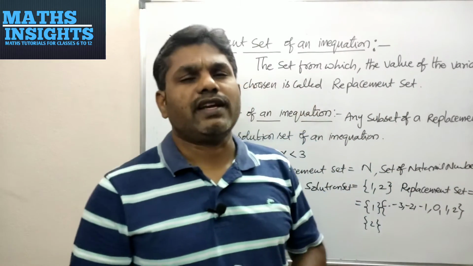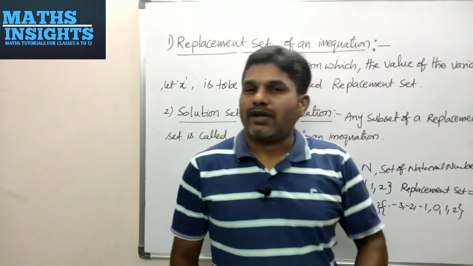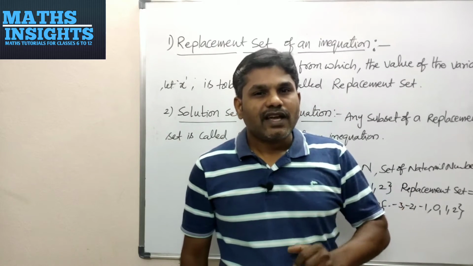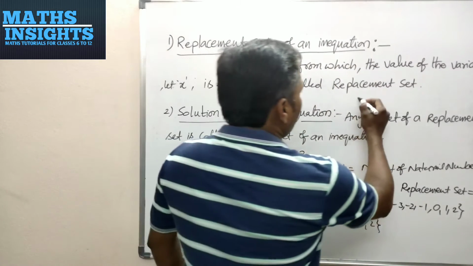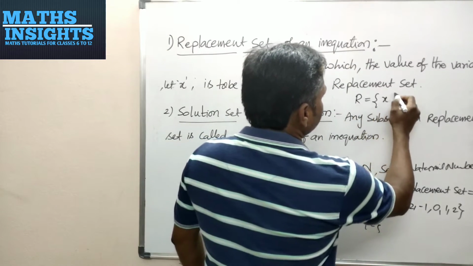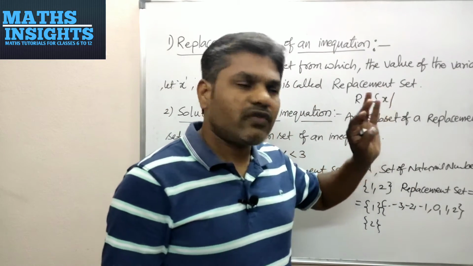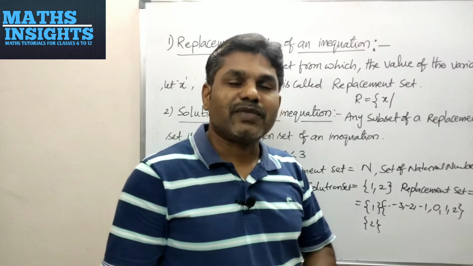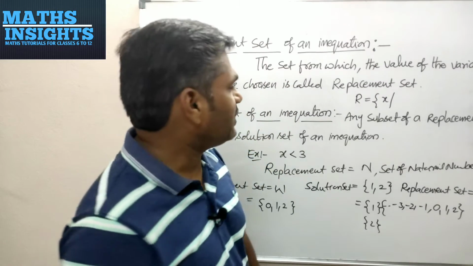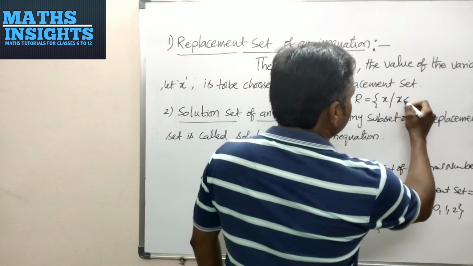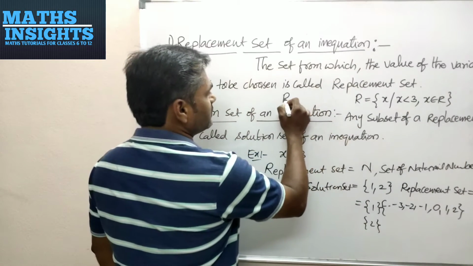But if you take the replacement set as real numbers, then you have to write the replacement set in the set builder form. You know very well what is meant by set builder form. So R is equal to {x such that}, this is the set builder form. If you want to know clearly what is meant by set builder form, I made another video. Please go through that for better understanding of this. {x such that x is less than 3, where x belongs to R}. You have to write the replacement set.